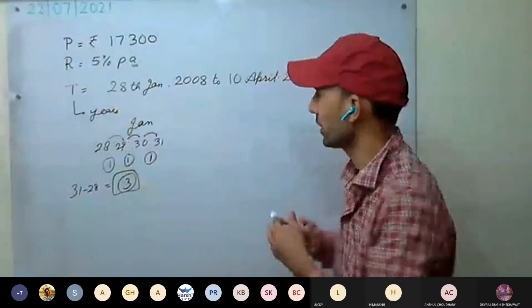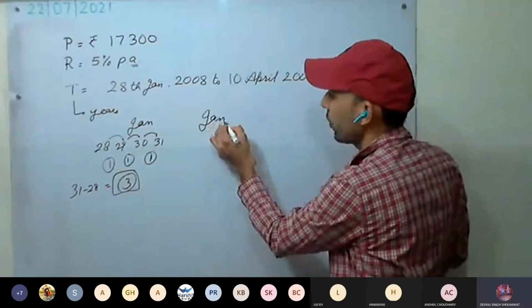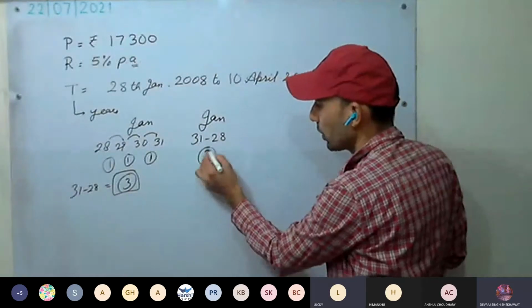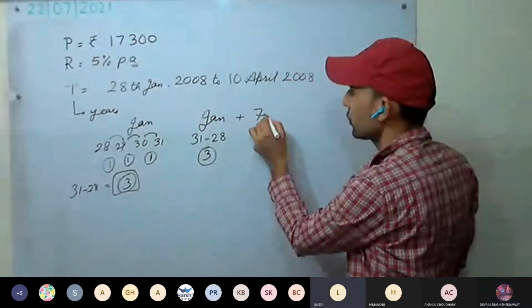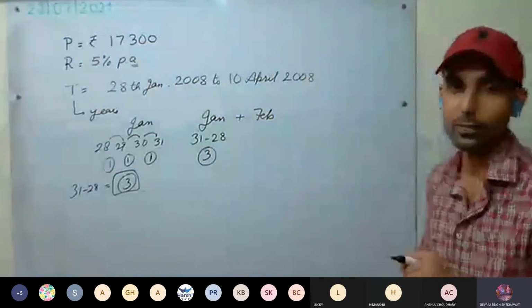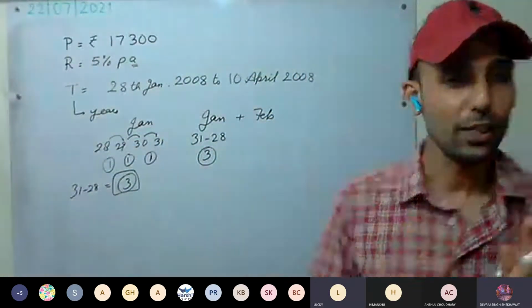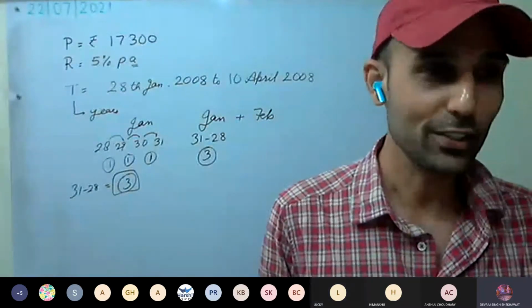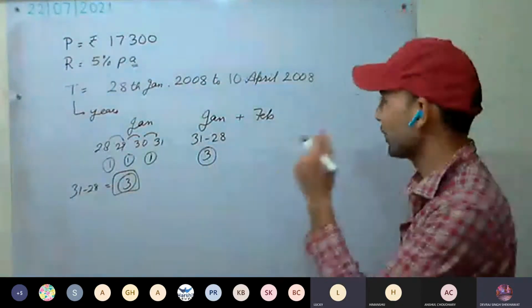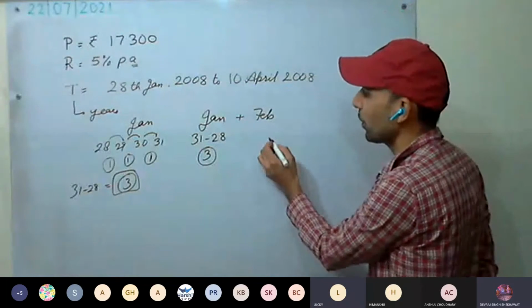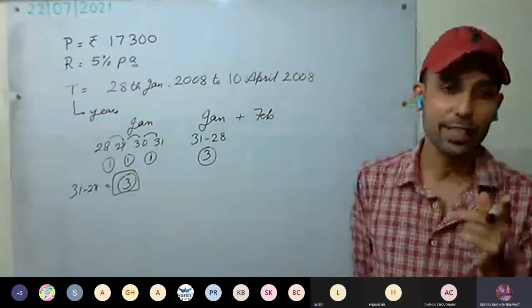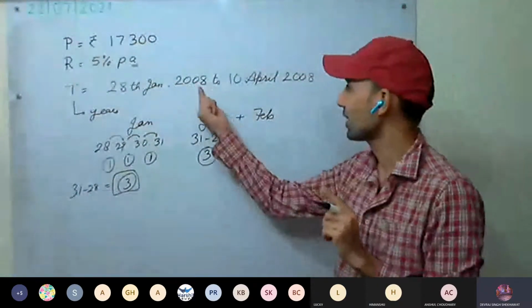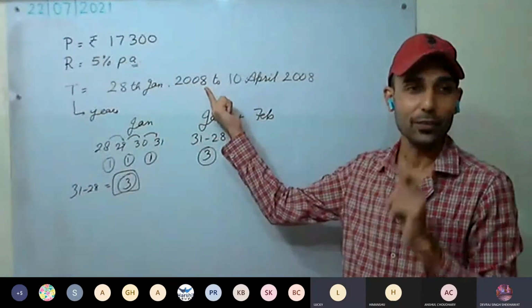So how many days in January? 31 minus 28. Total of 3 days. Then next month is what? February. For this, 28 or 29. If you don't remember the months, go to the first class, you will learn there. January, February, March. In Feb, how many days, 28 or 29? 29. So check if this 28 is divisible by 4?